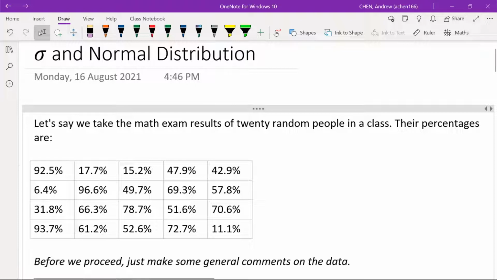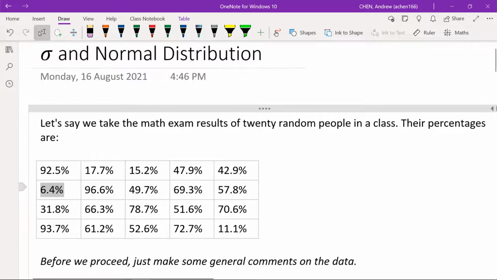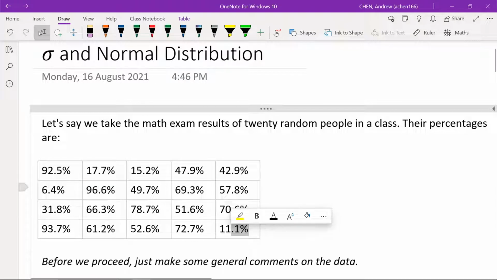Okay, so we can see that there's obviously some very high achievements in the 90s, but there's also some very, very low achievements. And there's also a lot in the middle, so it's actually all over the place. We've got high achievers, low achievers, and people in the middle. We got 30s as well, we got 70s as well, so above and below average, if you like. So it's really a big spread of percentages.